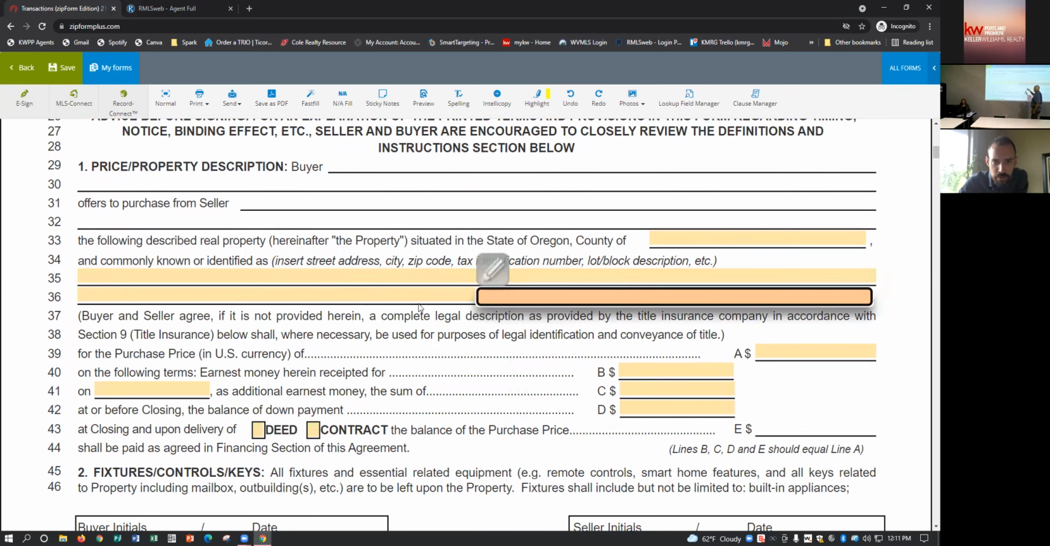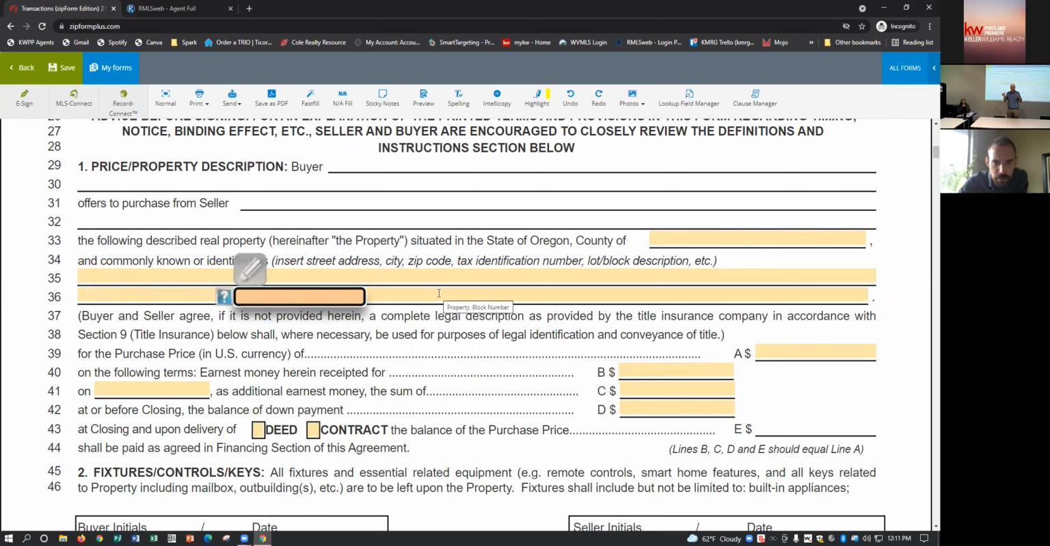Then down below, you've got a series of little windows to add things. I always do the tax ID number. Sometimes in rural properties, or even in the city, you could be buying two tax lots in one sale. So you want to make sure all the tax ID numbers are there. You want to be able to identify each and every property that your client is purchasing as part of this offer.